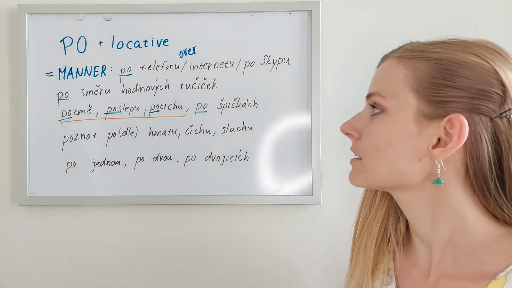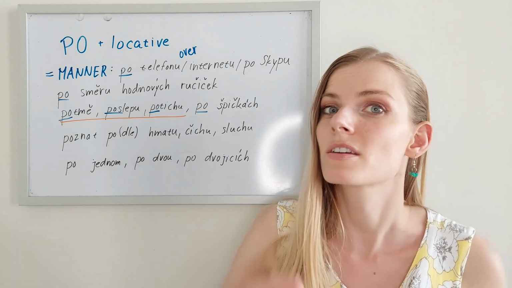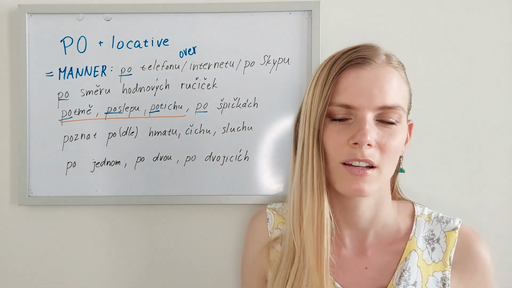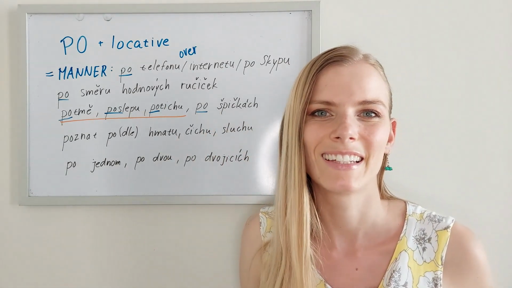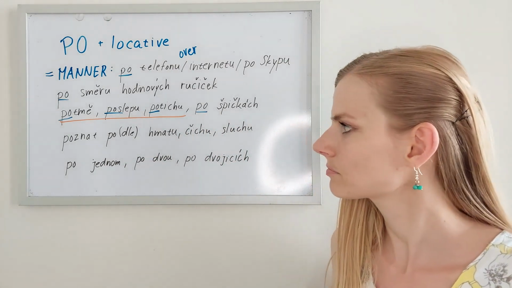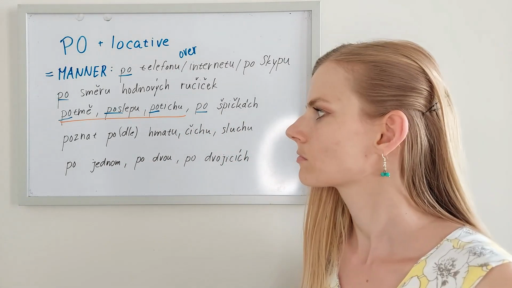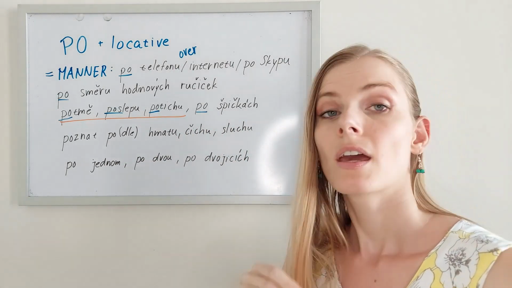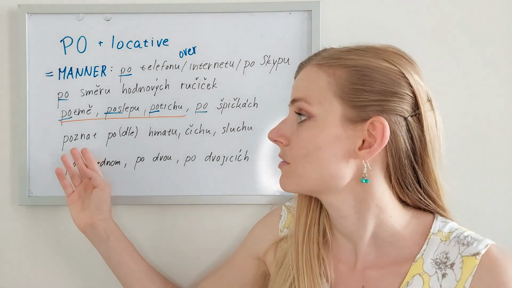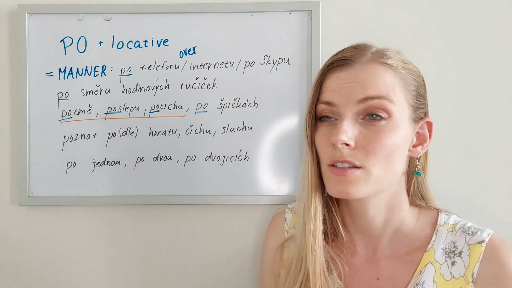Po špičkách. There is a classic Czech song. Já budu chodit po špičkách. I'll be tiptoeing. Já budu chodit po špičkách. Snad dětí nevzbudí.